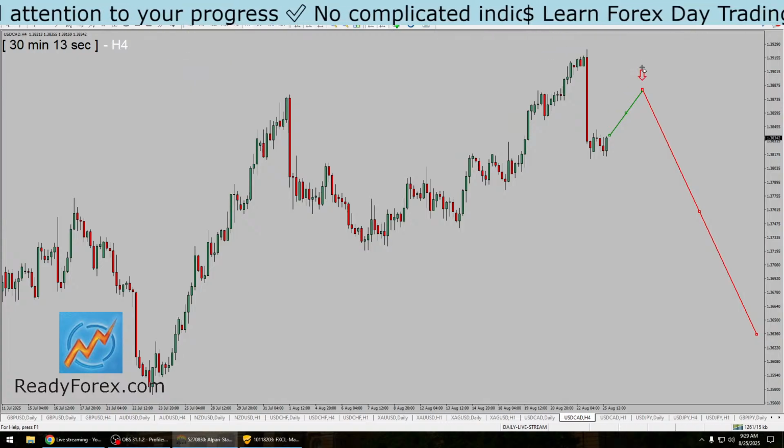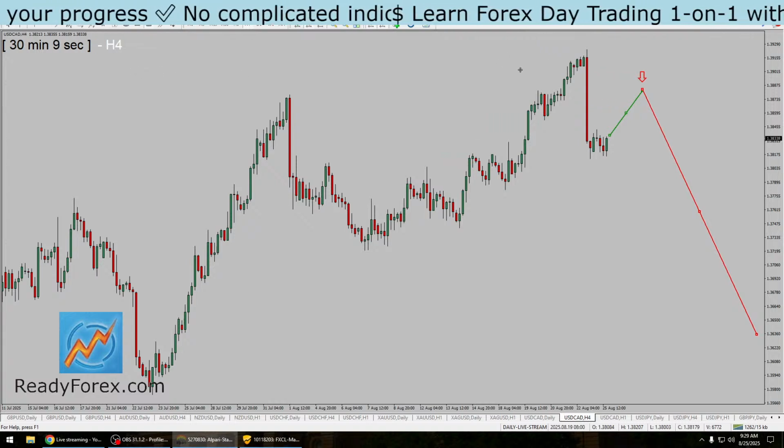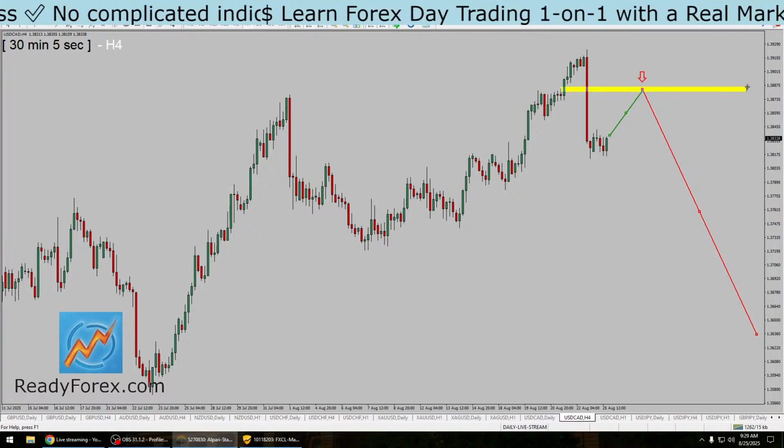right up there. But do not just jump into the market. You want price action to show you a pullback, somewhere over here.